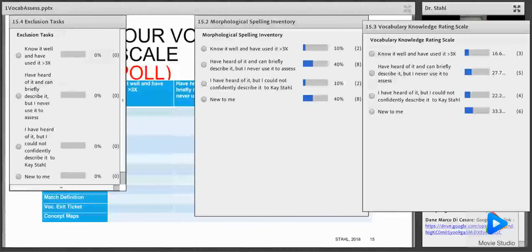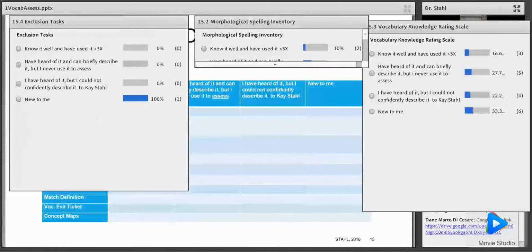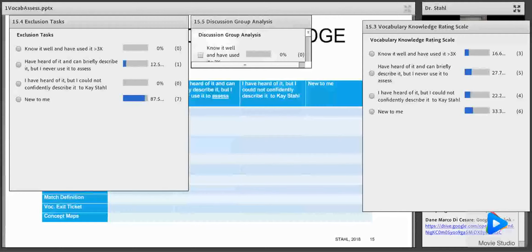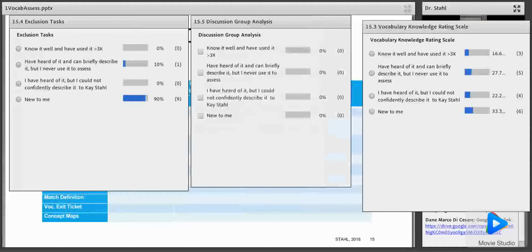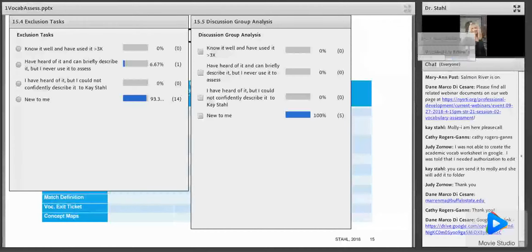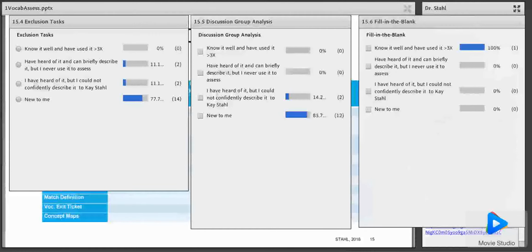Okay, and so now we're going to come into the others. Molly's switching out the first three, and now she's bringing in the next three. So now we have exclusion tasks, one of my favorites. I hope when we end this, it will be one of your favorites too, and that you'll give this a go. Discussion group analysis. Oh, I'm so glad I'm going to be sharing some things that will be new for your toolkits. I love vocabulary assessment.